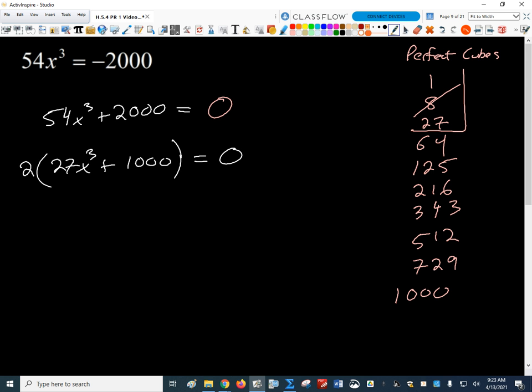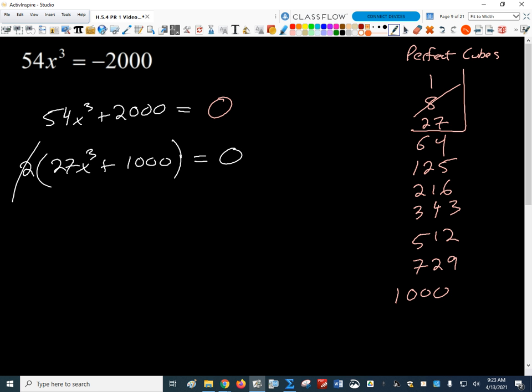Equals 0. So are we going to get any solutions from that 2? No, it's just a constant, right? So if we wanted to, we could factor it out, or we could just divide both sides by 2. Remember, we can divide both sides of an equation by a constant, and that's okay to do. We just can't divide both sides by a variable. So we get a little simpler equation to solve.